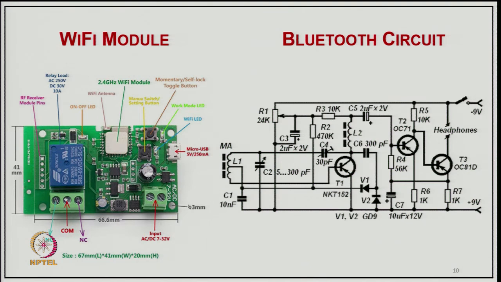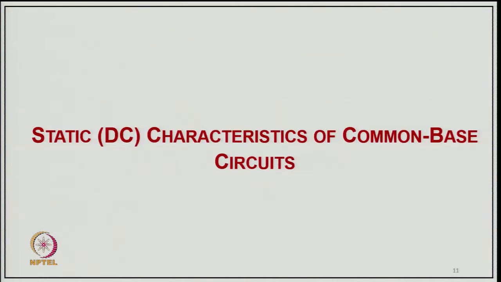Then another is the Wi-Fi module, just as you can see, and the circuit of a Bluetooth circuit, and you can see the transistor in the circuit along with the other components. So in this, of course, we use the transistor for many purposes, not only for one specific purpose.